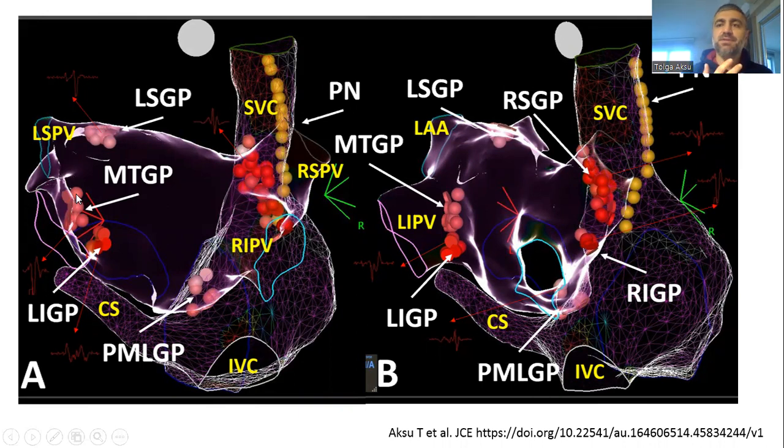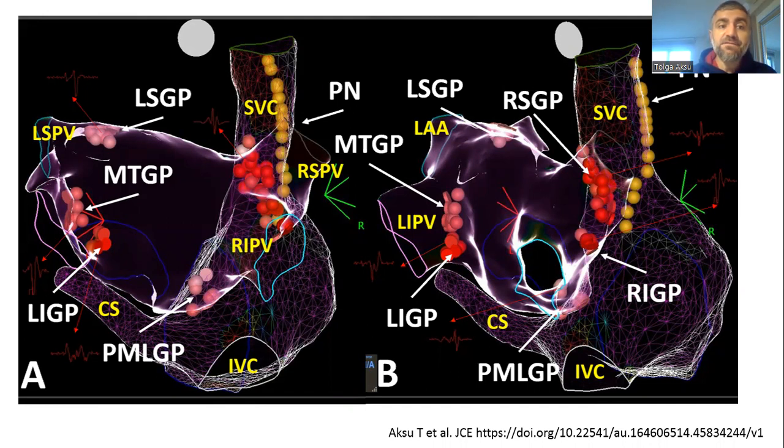It's very close to the vein of Marshall site, and it's a completely epicardial GP site. So during endocardial ablation, it's not easy to see fragmentation in this site, and you can miss some of this fragmentation in mapping.